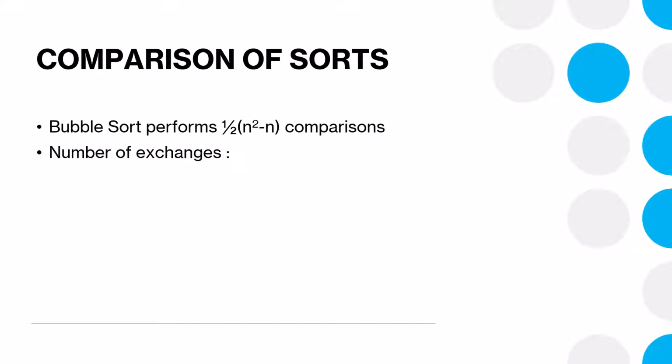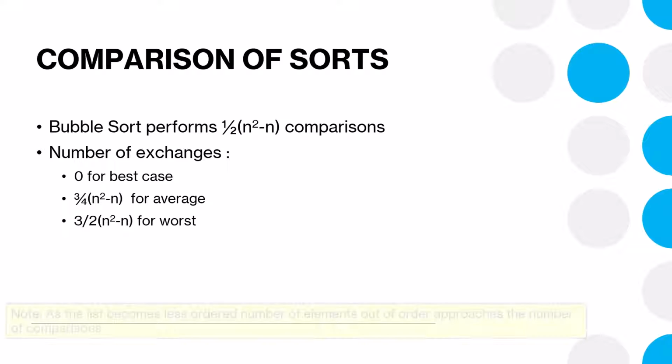The number of exchanges are 0 for best case, meaning the data is already sorted. 3/4 n squared minus n for average. Average would mean the data is kind of sorted. 3/2 n squared minus n for the worst case, where the data is totally in the inverse order of the order we want. So if we want the data to be sorted in ascending order, the input data that we get is in descending order. Right? So that's the worst case.